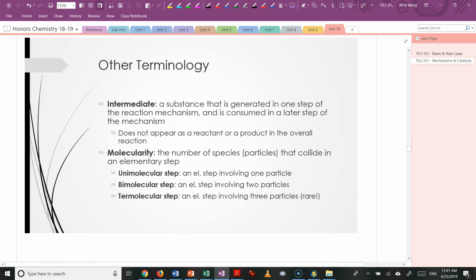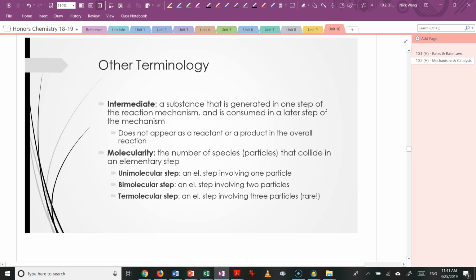The next slide gives us some terminology we need to introduce. The first one is an intermediate. Now, most of us think of intermediate as a level: you have novice, intermediate, and then advanced or something like that. But intermediate in this context really means a middle thing, kind of a step on the way.